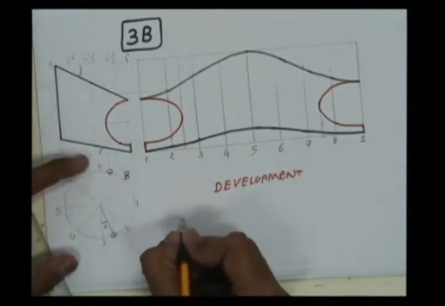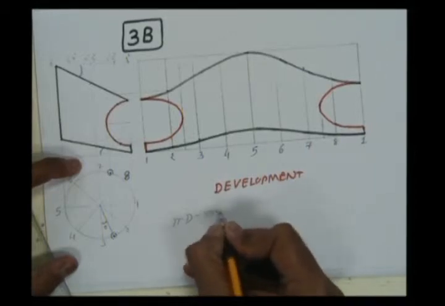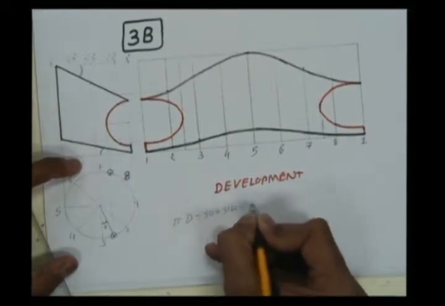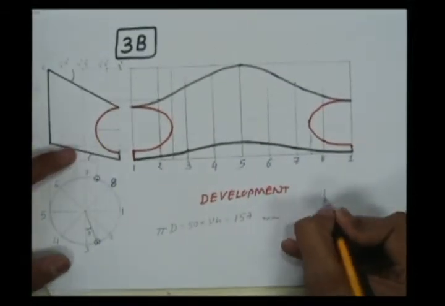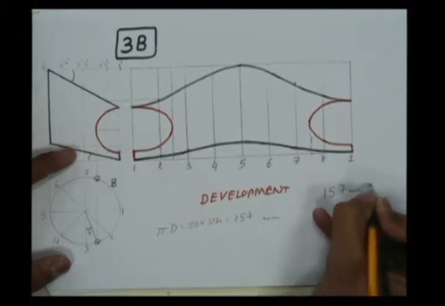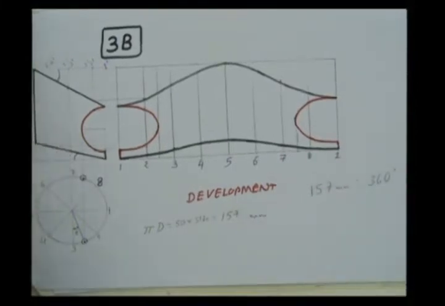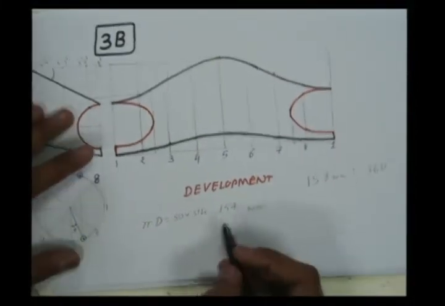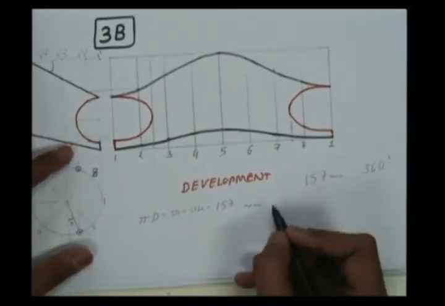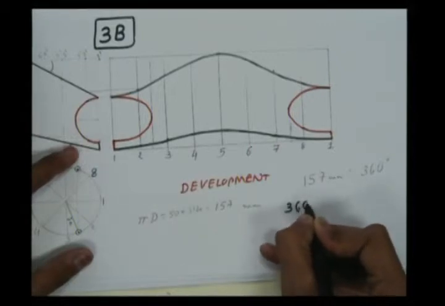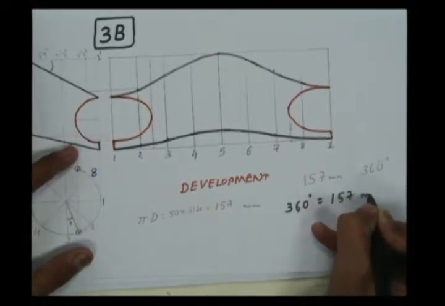suppose total length is pi into d, that is equal to pi into 50, with pi as 3.14, that is 157 millimeter. Total width is 157 millimeter. So we can write like this, 360 degree is equal to 157 millimeter. Of course in examination you need not write all this calculation. Just for the knowledge we are discussing this matter. 360 degree is equal to 157 millimeter.